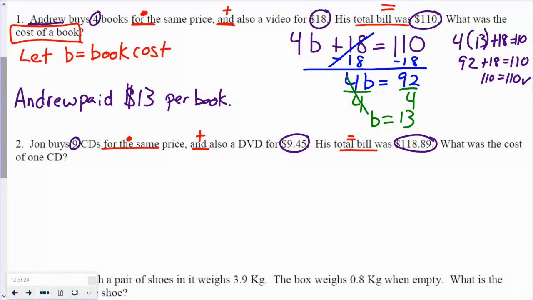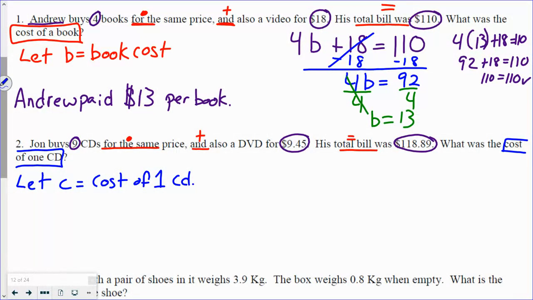What are we asking though? We are asking what is the cost of one CD, not how much all 9 cost. So we can let C equal the cost of one CD. And then we can come up with our equation. We know he bought 9 CDs. Then he also bought a DVD for $9.45 and spent a total of $118.89.